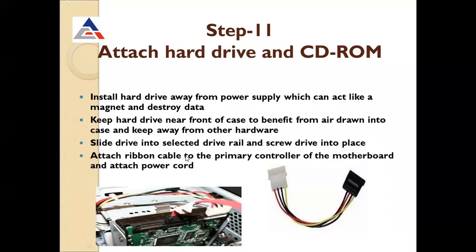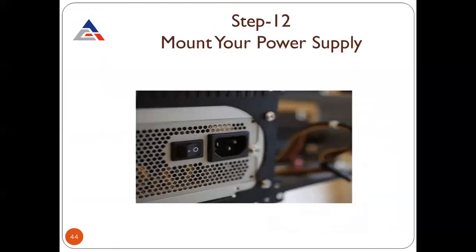Next is attach the ribbon cable to the primary controller of the motherboard and attach the power cord. After doing all the steps, you just need to attach the ribbon cable to the primary controller of the motherboard, and now you can go to attach the power cord. Now mount your power supply. Switch on your power supply. This is the power supply button. Switch it on. This one.